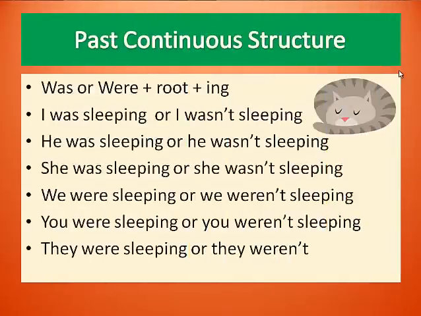Past continuous structure is much simpler. Was or were plus the root plus ing. I was sleeping. He was sleeping, she was sleeping, we were sleeping, you were sleeping, they were sleeping. And of course, if you want to add the negative, you put not after the was or the were.